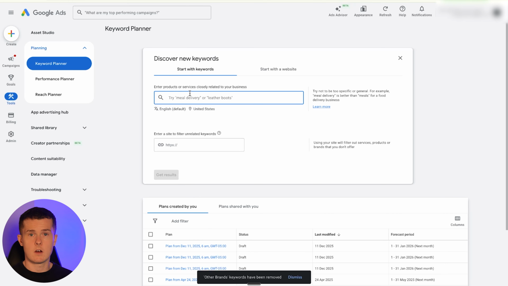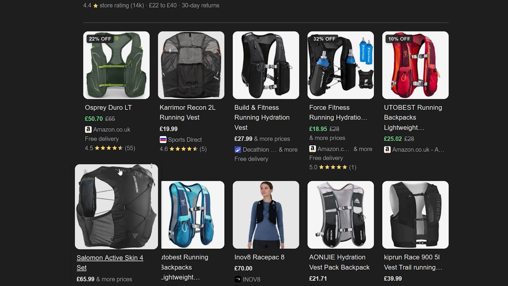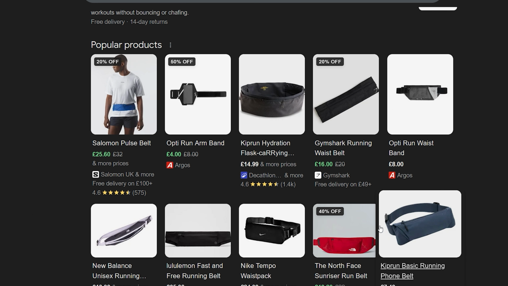And for the purposes of this demonstration, I am going to assume that I am an e-commerce business and I sell running bags. So running vests or hydration vests. I'll show a couple of examples of what I mean on the screen right now. And I also sell running belts that I can store maybe my keys or my phone in when I go for a run.